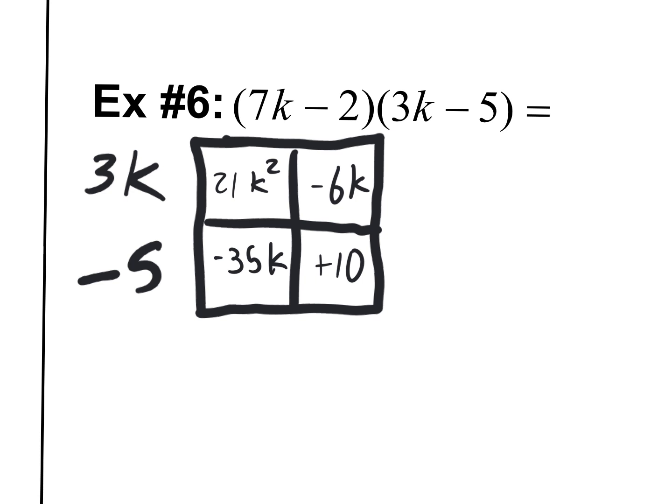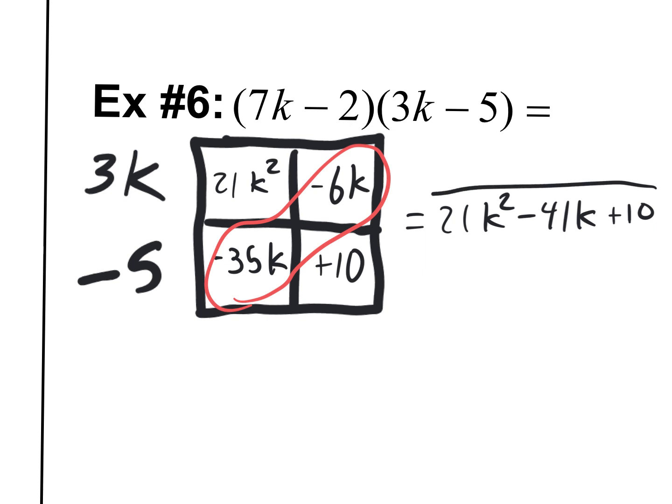All right, the only ones that have like terms are these ones with just a k. So when I go to write my answer, I have 21k squared, minus 35 and 6 makes negative 41. So we're going to write 41k and then plus 10. And there we have our answer. So just multiply on the outside and add up on the inside.